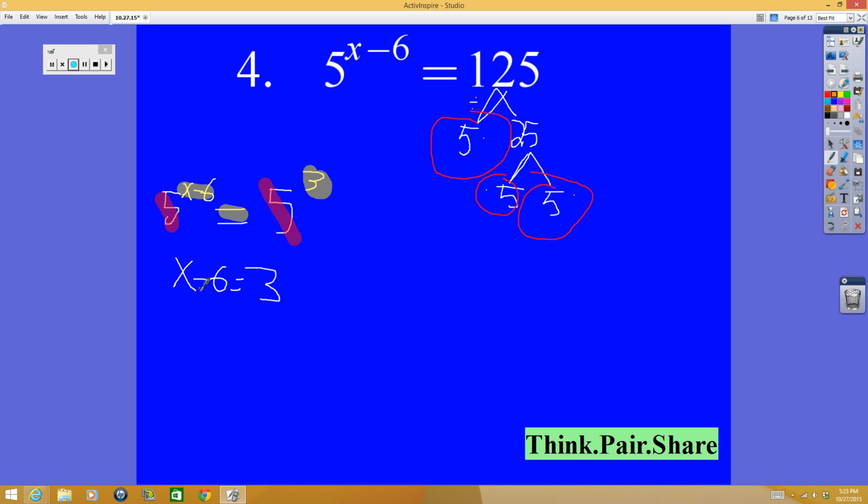How do you get rid of a minus 6? Because that's what's near the x. You got to do the opposite, which is plus. X equals, that's not a negative, that's an equal sign, by the way. 3 plus 6 is going to give you 9.